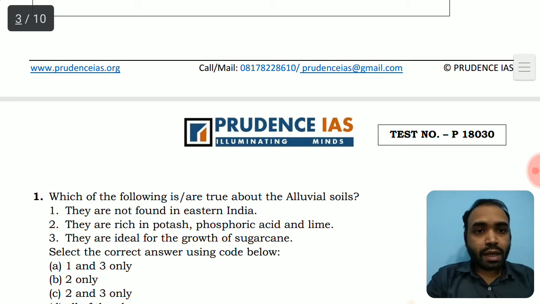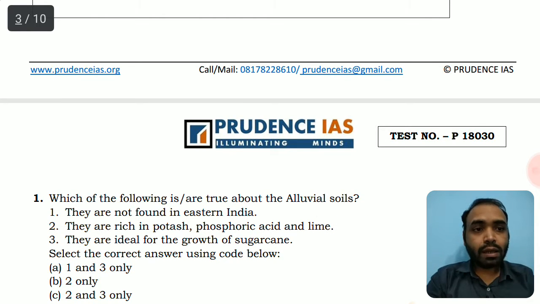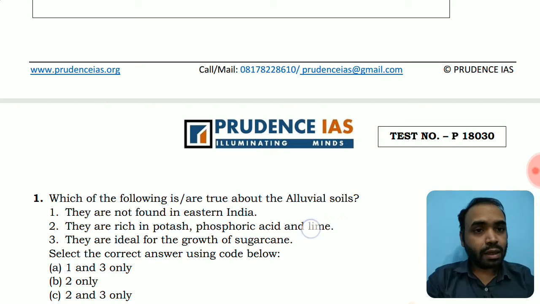Which of the following is/are true about the alluvial soils? If you remember, we have taken up in our previous MCQ the formation of Oxbow Lakes in the meandering river valleys. The role of alluvial soil was very important in the formation of Oxbow Lakes because they are very fine particle soil and they are very fertile. They are found in northern India, eastern India, and also in the deltas of southern peninsular rivers like Krishna and Godavari.